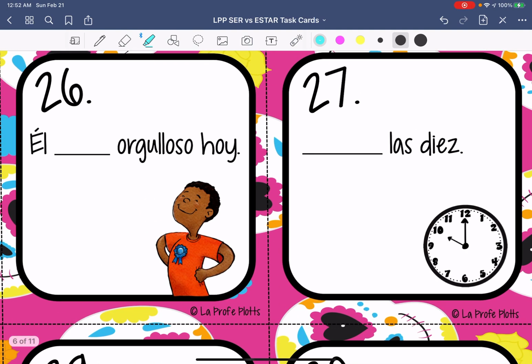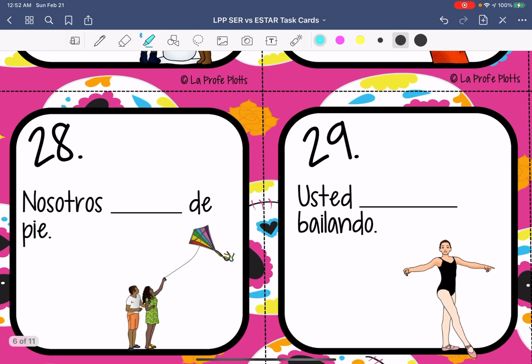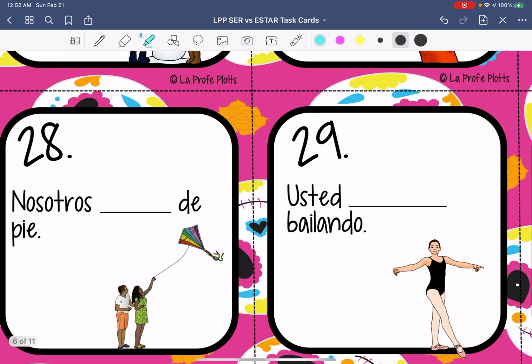27. Blank, las 10. Look at the image at the bottom. Okay? 28. Nosotros, blank, de pie. Pie means foot.